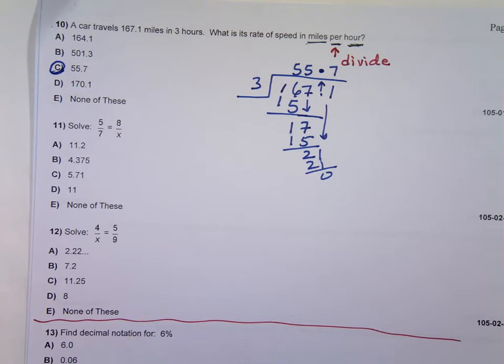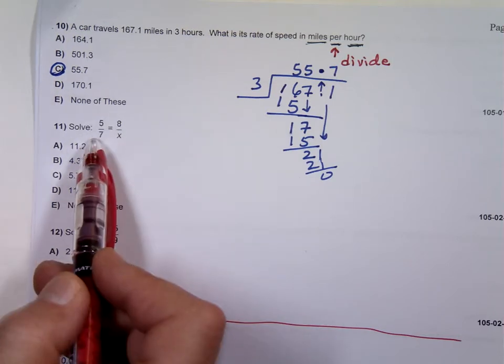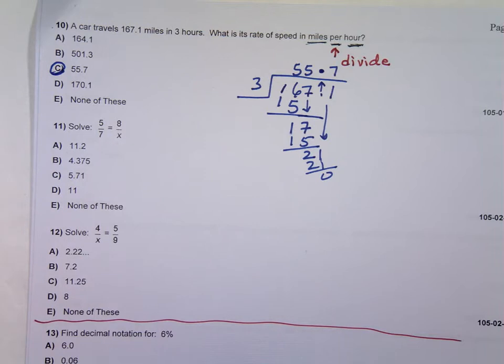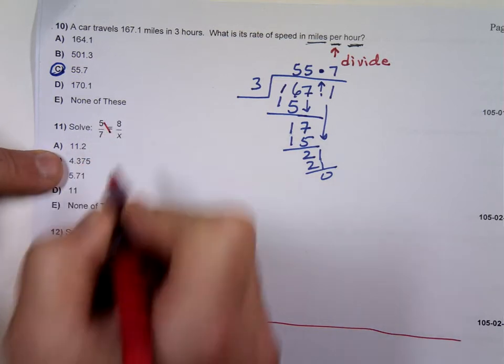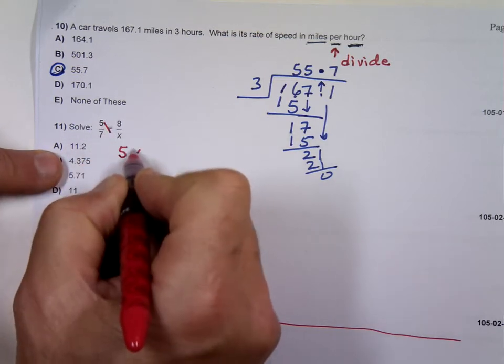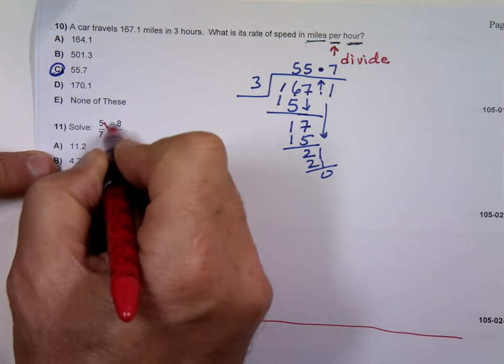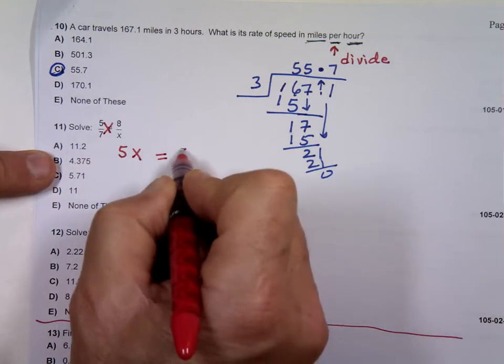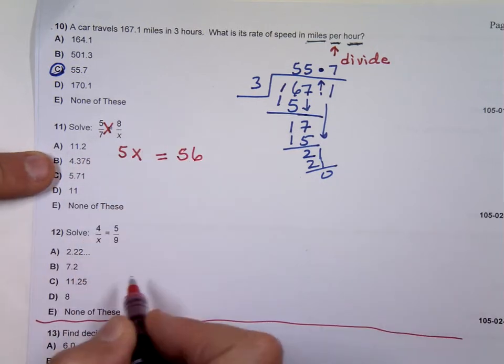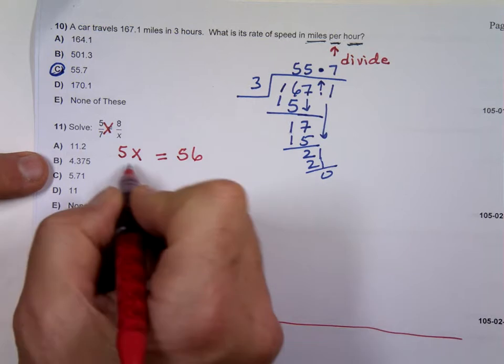The next one, 11. Solve 5 over 7 equals 8 over x. So cross multiply. 5 times x equals 8 times 7, which is what? Is it 56? Divide by 5.